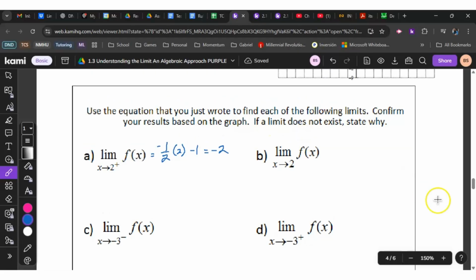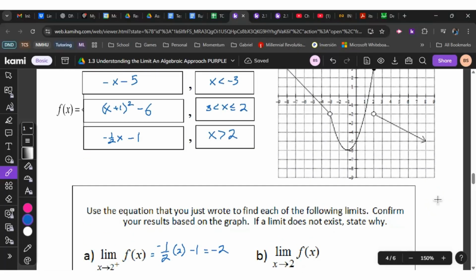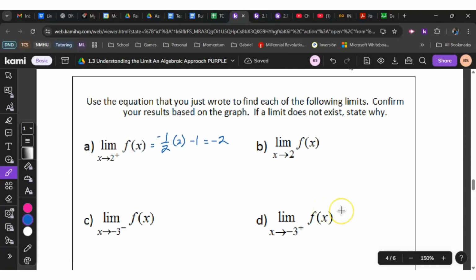Let's go look at the graph and see if we're right. As we approach 2 over here, from the right-hand side, did I indeed get to -2? Yes. So you see how we can use the function and the domain to figure out how to get these? Does that make a little bit of sense? Yes? Okay. So let's try the next one here.